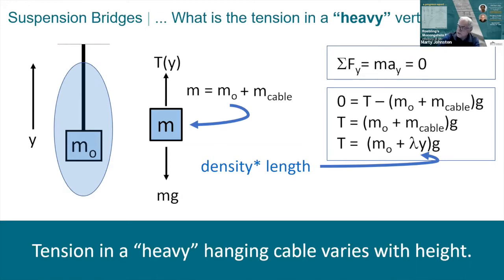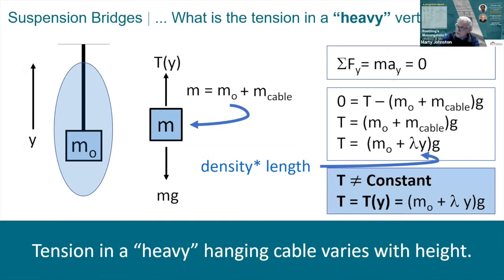Now here's the important takeaway. The important takeaway is, unlike our earlier picture, the tension changes as I move up the cable. So just hanging in a heavy cable, the tension is no longer constant. So we've looked at a fairly straightforward one-dimensional system. And the first thing we see is when we have a heavy cable, tension has to be taken into account. It's a changing thing.